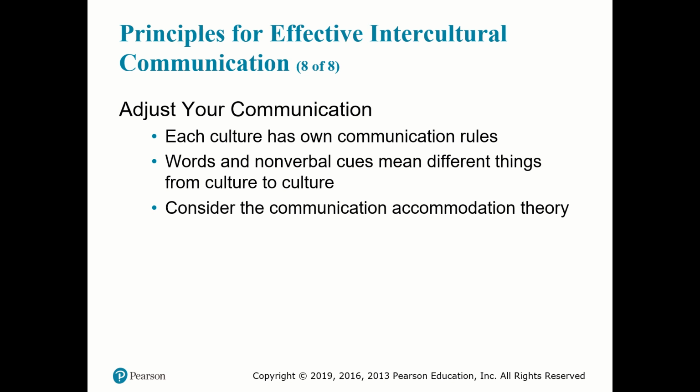It's a good way to kind of ease into a conversation, and this is useful in any intercultural or interpersonal context. So it's a skill in and of itself that is very useful to learn.